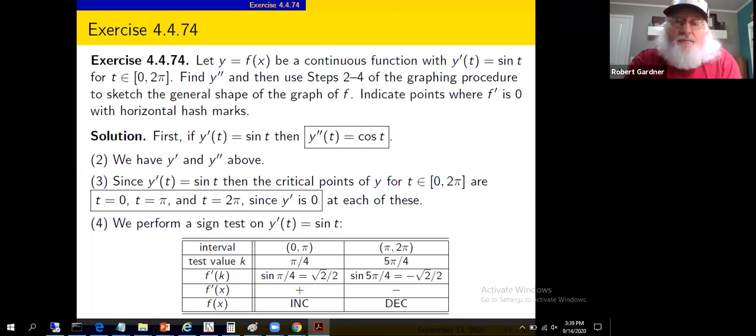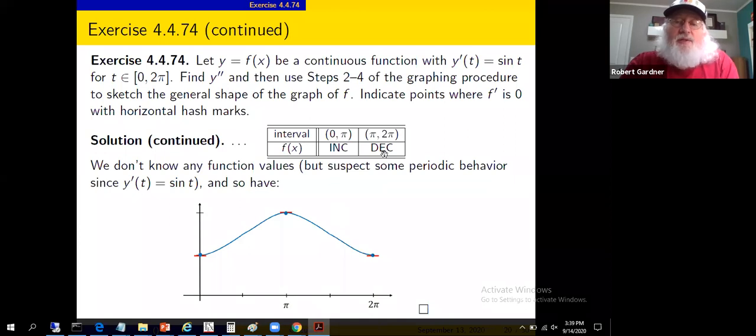They want us to graph. I can't plot specific points because they didn't tell me the function. What I know, this function increases, then it decreases, and I know some things about it leveling off. All right, increases, then decreases, and levels off. At 0, pi, and 2 pi, some things happen. So I'll plot some points, say here, here, and here. I expect that to be a periodic function. Suspect is all I've got at this stage, though, because the derivative is a sine function. So I suspect it's got something to do with some cosine functions.